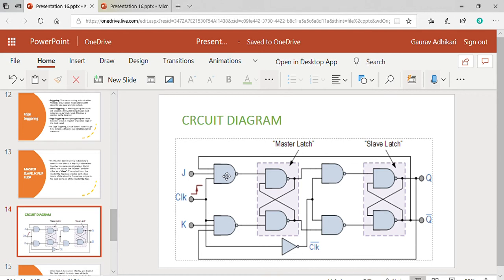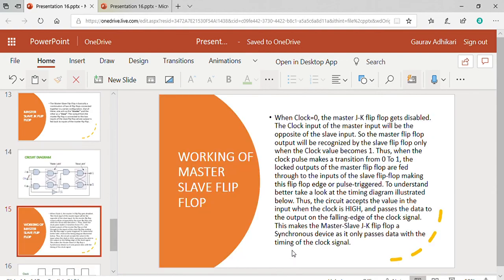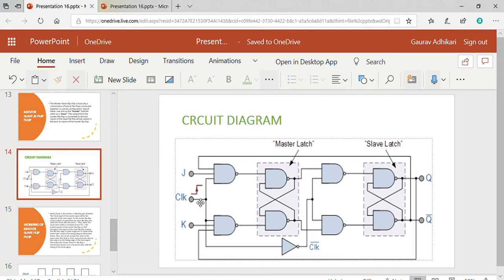One thing to note here is that the clock is connected directly to the master flip flop, but to the slave flip flop it is connected through a NOT gate. Let's see the working of the master slave flip flop. When the clock is low, that is 0, the master latch becomes non-operational, but the NOT gate converts it to 1, high, and the slave becomes operational.